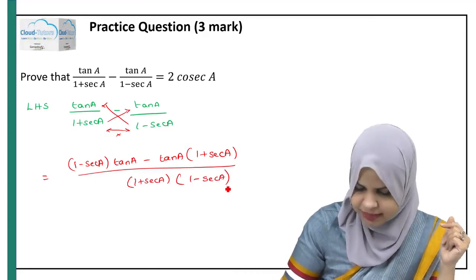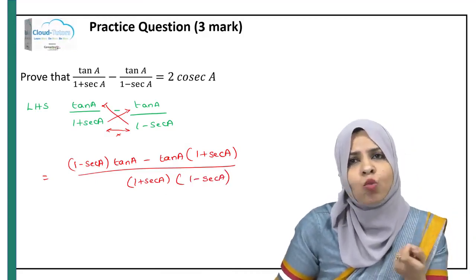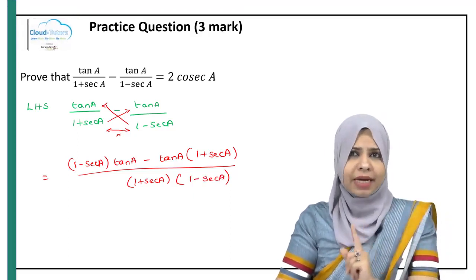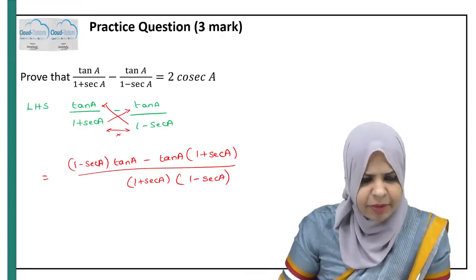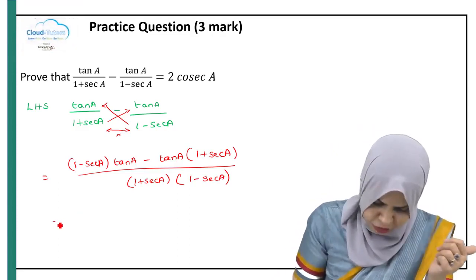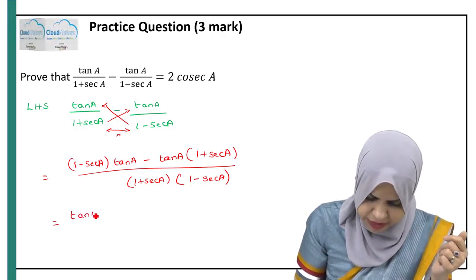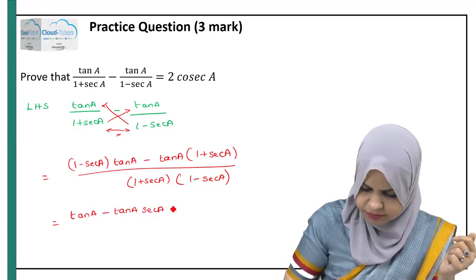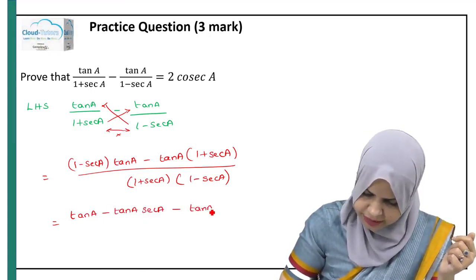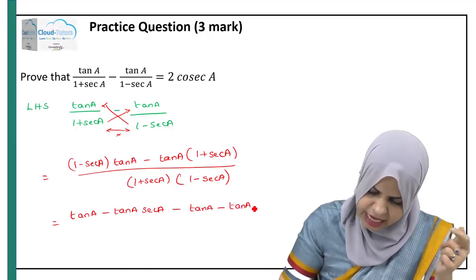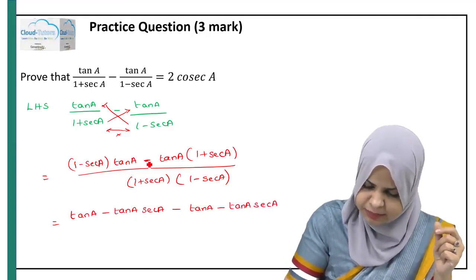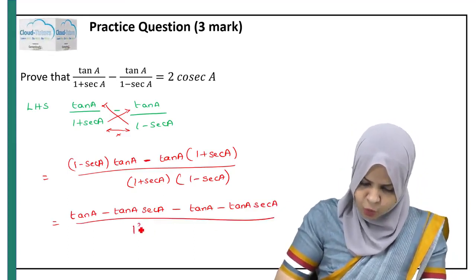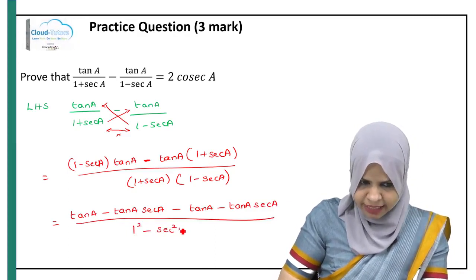Now observe the denominators. A plus B into A minus B. What is A plus B into A minus B? A square minus B square. Okay, and let's simplify even the numerators. We'll multiply it. So it would be tan A minus tan A secant A minus tan A minus tan A secant A. I'm multiplying even the sign, minus into plus is minus. So that is why I got minus. And this would be 1 square minus secant square A.